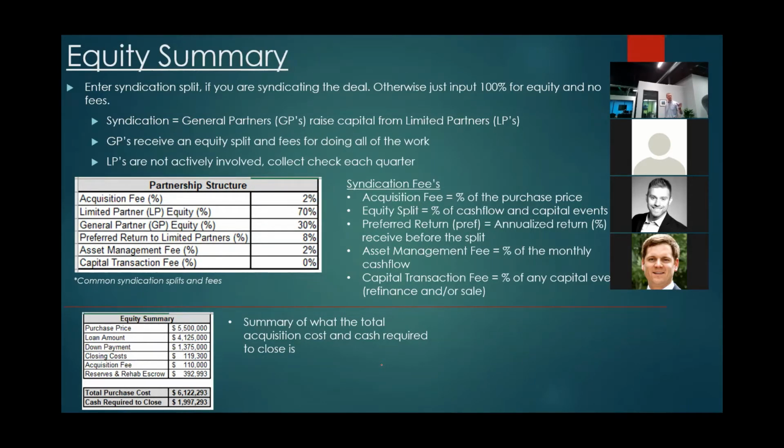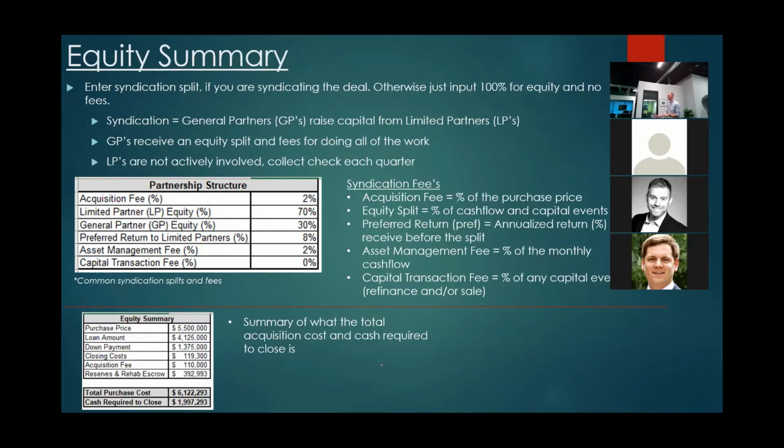Touching a little more on syndication, and that goes in here with the equity stuff. These are some common fees you might see in a syndication: an acquisition fee, which is a percentage of the purchase price. So 2% is pretty common there. An equity split, like I said, in this example it's 70-30. Preferred returns, another thing in syndication, where you might offer an 8% preferred return to limited partners. Without getting too complicated, say every dollar that comes in, the limited partners need to hit an 8% cash on cash return on a yearly basis.